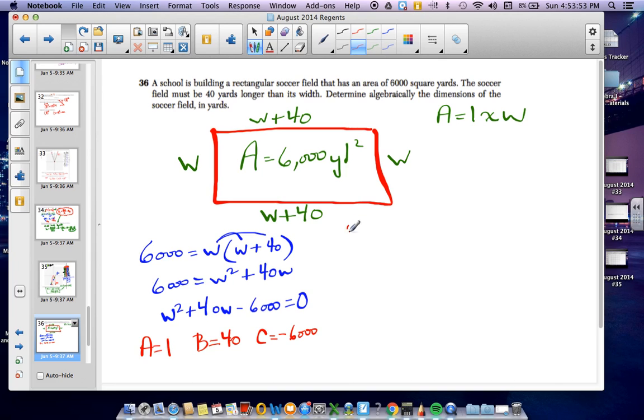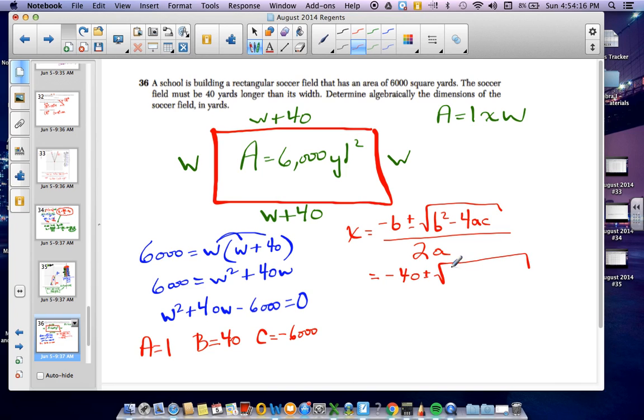So that is, from your reference sheet, negative b plus or minus the square root of the discriminant, which is b squared minus 4ac, all over 2a. And now plugging in our labeled values, we're going to get negative 40 plus or minus the square root of 40 squared, minus 4 times 1 times negative 6,000, all over 2 times 1, which is just 2.